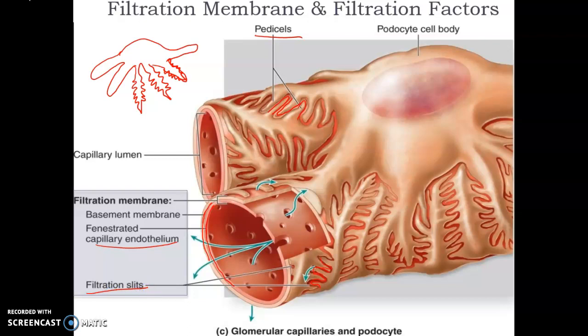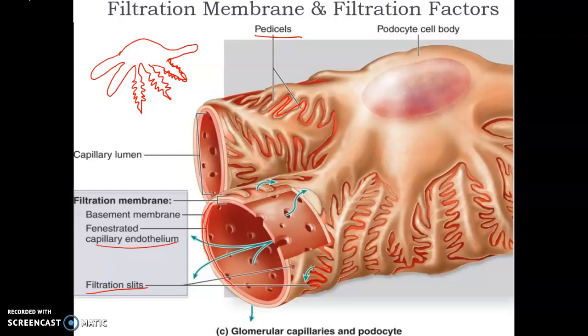So take your two hands and try to interlock your fingers. That is what filtration slits look like, okay? So these filtration slits, the basement membrane of the fenestrated capillaries and the capillary endothelium together form the filtration membrane. And the filtration membrane is really important because through these pores of the filtration membrane, all the substances are filtered out of the blood and dumped into the glomerular space.